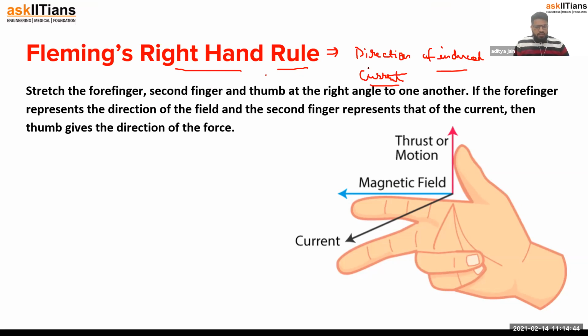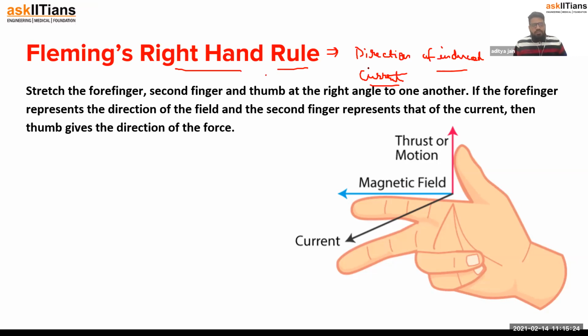So what does this rule say? Again, this is similar to Fleming's left-hand rule. The only difference is that the nomenclature is changed here. If you stretch three fingers, the thumb, the forefinger, and the middle finger or second finger, of your right hand such that they are mutually perpendicular to each other. From any orientation you see, they will always be perpendicular to each other. That is known as mutually perpendicular.